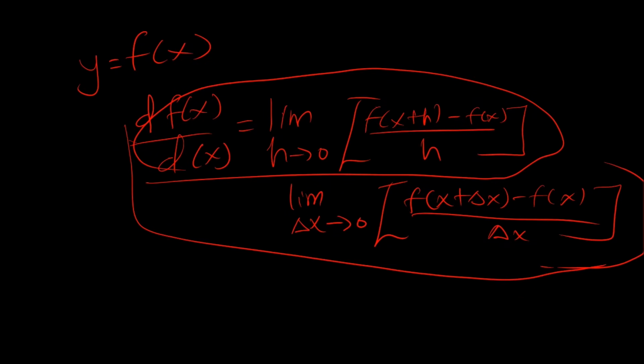Okay, now let's start solving some examples. Assuming we have a question like this, we are supposed to differentiate this from the first principle. f of x equals 2x squared minus 5x plus 3. We have a function like this, and we are supposed to differentiate from the first principle.